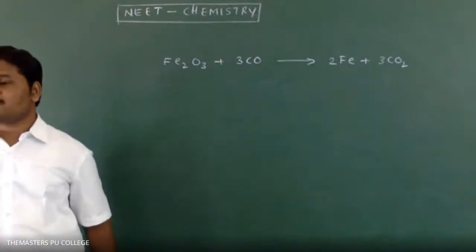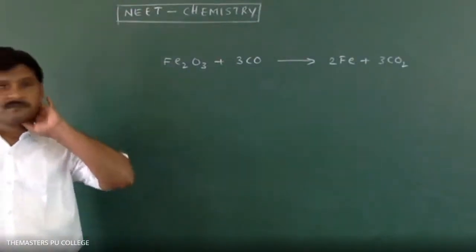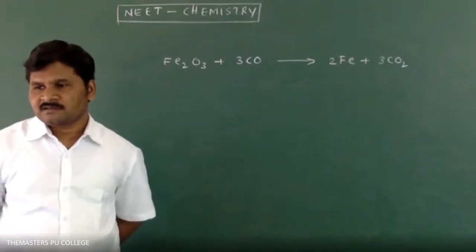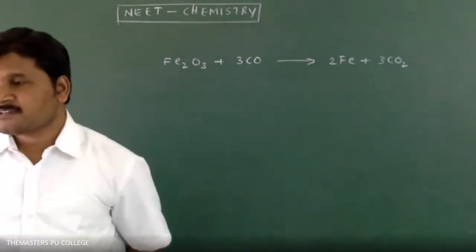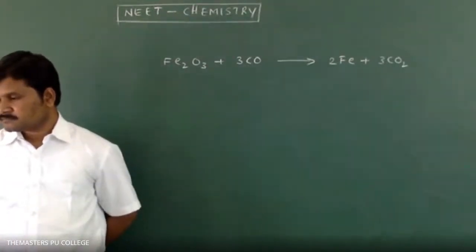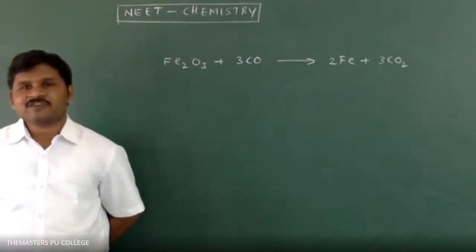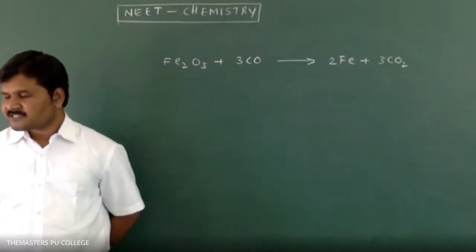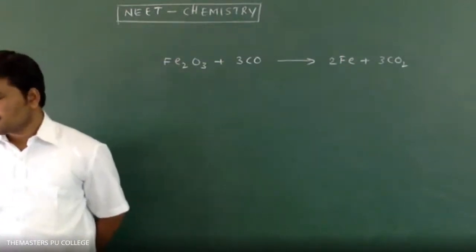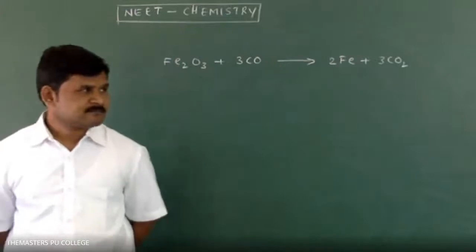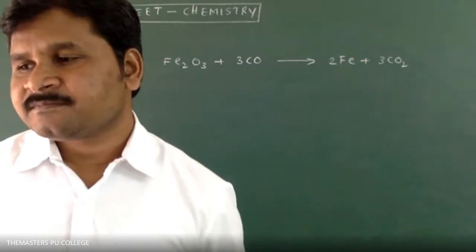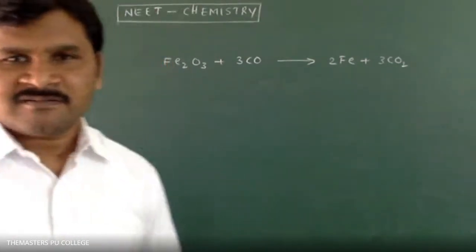The volume of carbon monoxide required to reduce 1 mole of ferric oxide at HTP. That is the question. Very simple.